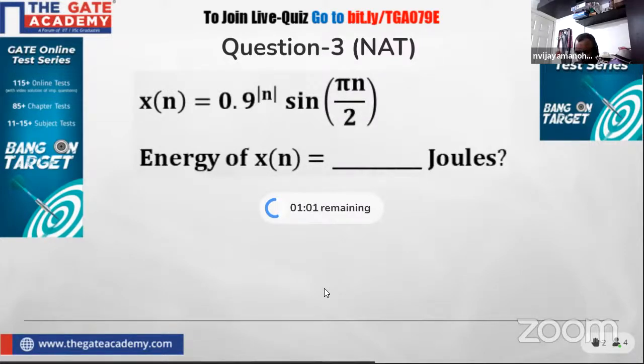So, good. So, close to last 30 seconds remaining. Let's see.